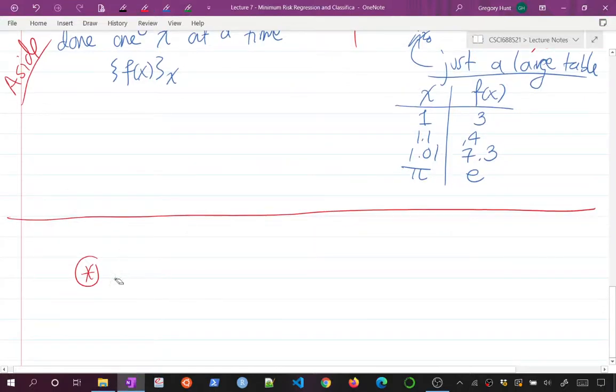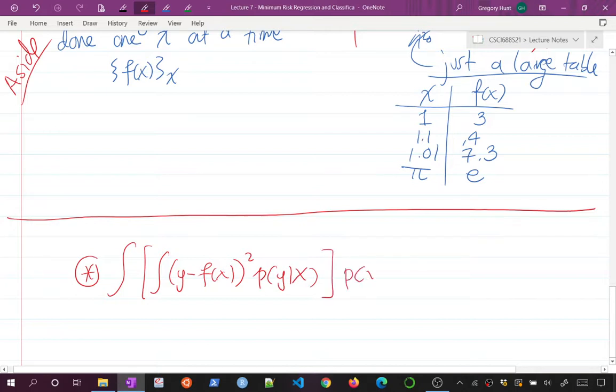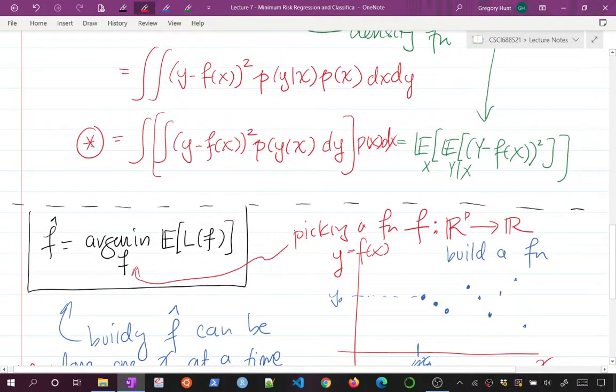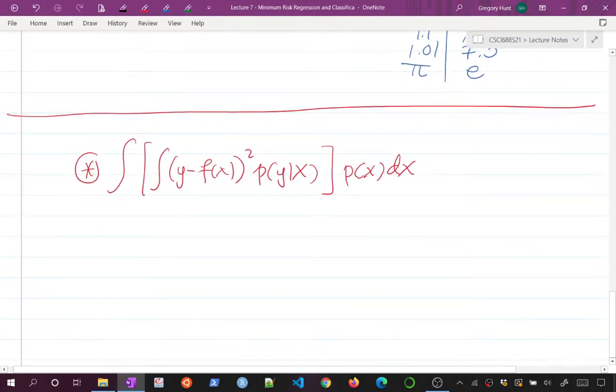Integral. That's not a good integral. Integral. Inner integral y minus f of x quantity squared p of y given x. And I have a p of x dx on the outside, right? And we noted that the inner part is the conditional expectation, which all it means is we're integrating against p of y given x instead of the joint. And the outer one is just then integrating against p of x, right? So this is my star, and I want to minimize this.